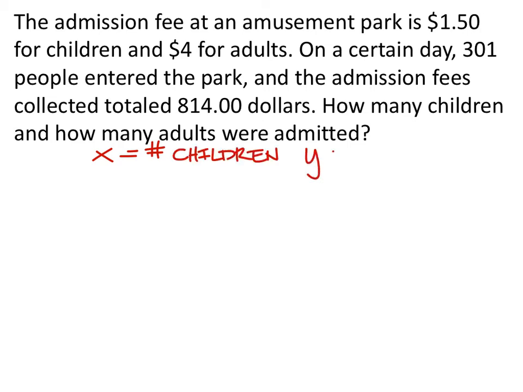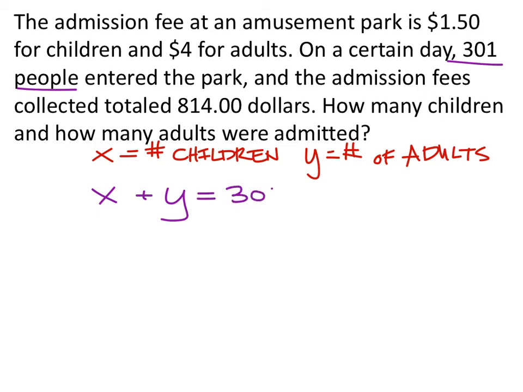And then Y is the number of adults. All right, now we got our equations. First off, we see that 301 people entered the park. So if you took children and adults and added them together, you'd get 301 people.